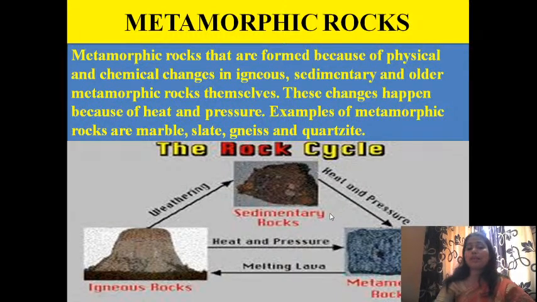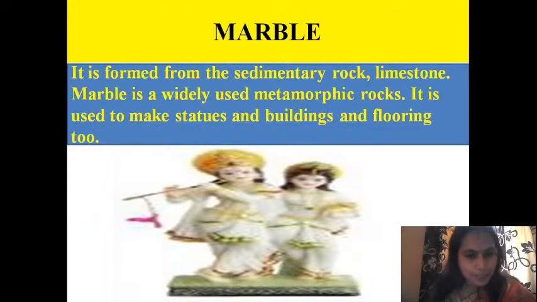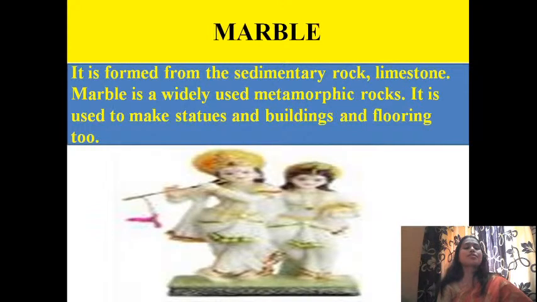Now some examples of metamorphic rocks are marble, slate, gneiss and quartzite. Once again I repeat, examples of metamorphic rocks are marble, slate, gneiss and quartzite. Marble is also familiar to you, right? Because we are using marble to make floors. Okay, flooring.